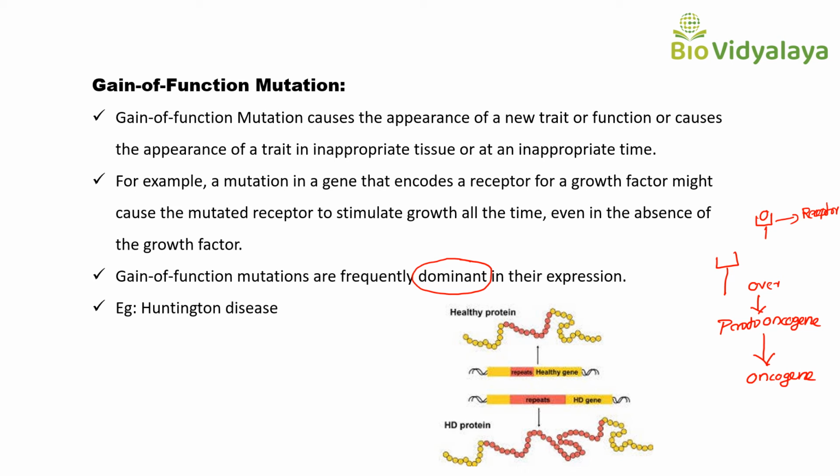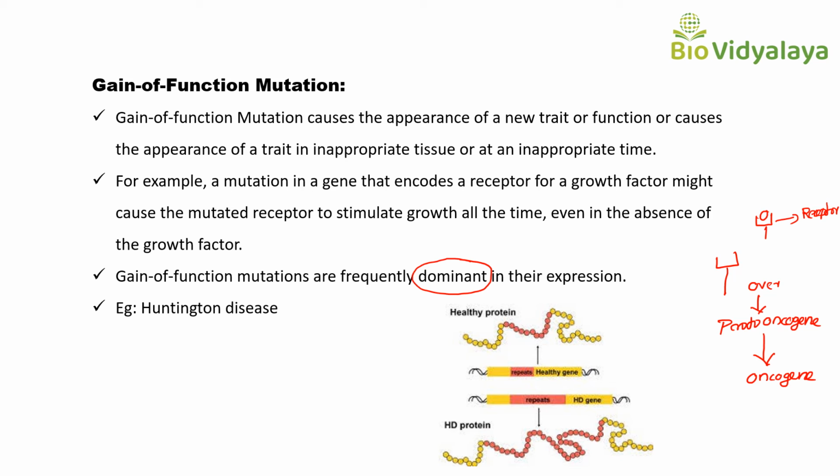For example, Huntington disease. The mutation causes a DNA sequence called CAG to be repeated too many times and causes brain cells to accumulate clumps of protein that become toxic, resulting in cell death. That is Huntington disease. Okay. So we can say Huntington disease is a dominant mutation.